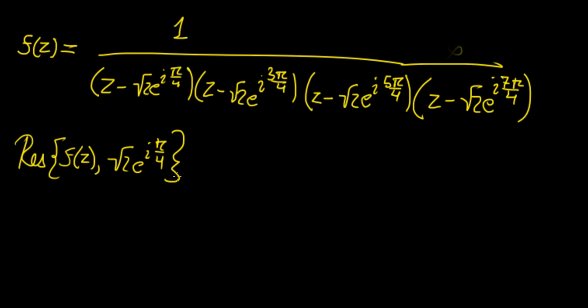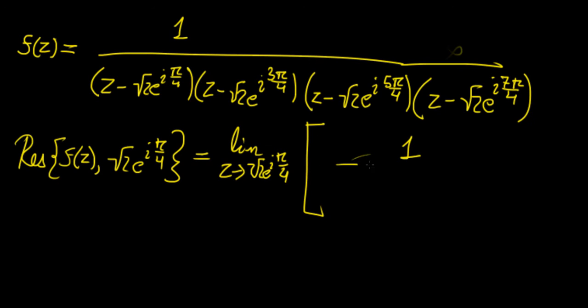So that's just going to be the limit. This is a pole of order 1, so that's just going to be the limit as z approaches root 2 e to the i pi on 4 of the following expression. We're going to have this in the numerator, and then this whole expression in the denominator. So in the end, we're going to end up with the following.